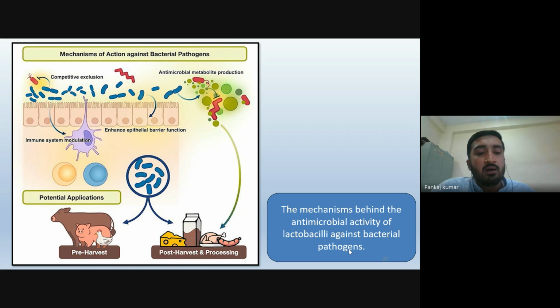So in the post-harvest and processing of meat, this antimicrobial metabolite production will be enhanced, which will also enhance the quality of meat and also the quality of milk that is produced before the animal is sent for slaughter. So the potential application is during pre-harvest, the milk products, and during post-harvest, the meat and all those things are improved. Overall, the efficiency of food production is increased and the quality of food production is increased.